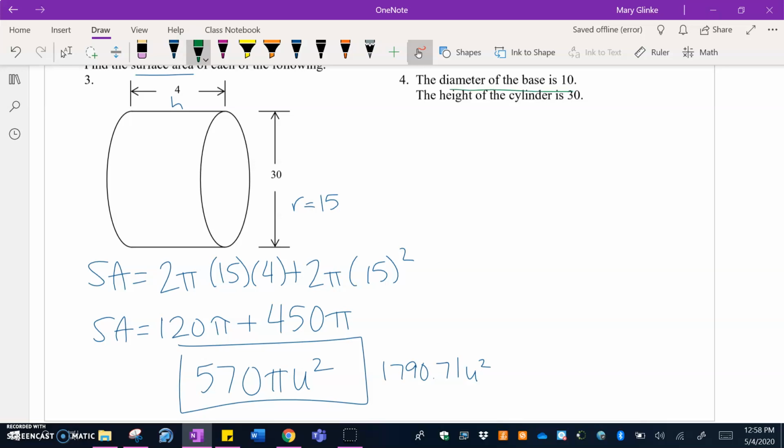Okay, so for number 4, we're going to again use our formula. The diameter of the base is 10, which means the radius here is going to be 5. The height of the cylinder is 30, so we can go ahead and plug this in on our surface area formula. It's 2 pi r h plus 2 pi r squared.